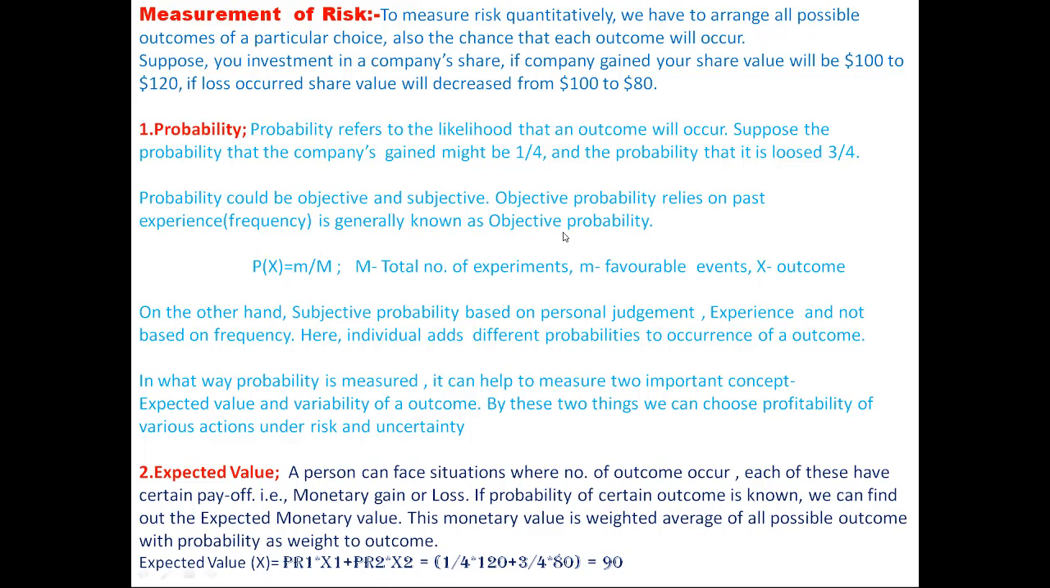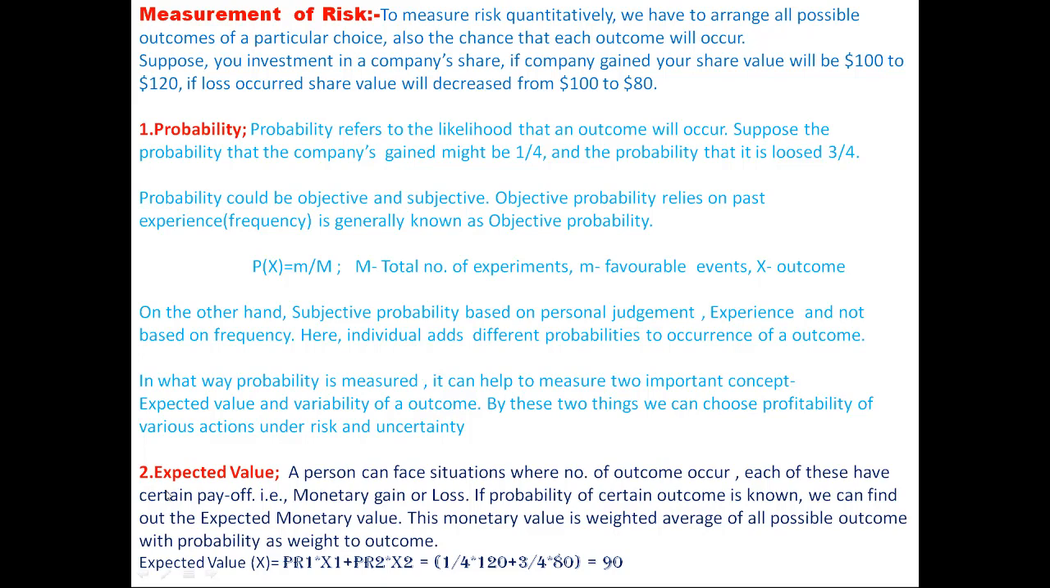So objective probability can be represented like this: the total number of experiments, that is capital M here, and favorable events, that is small m, and x is the outcome. This is the objective probability.